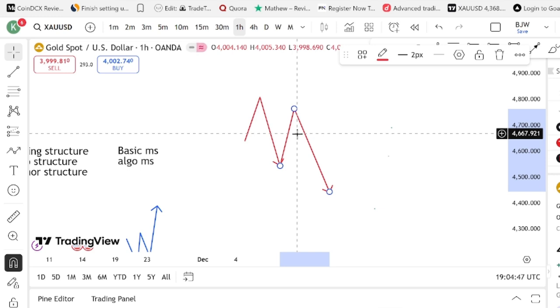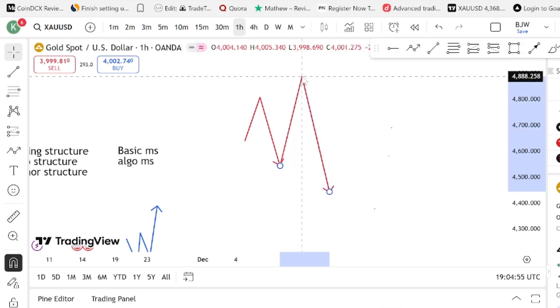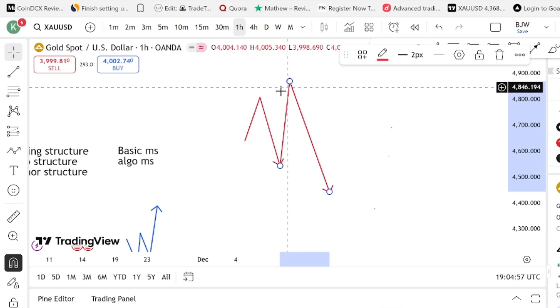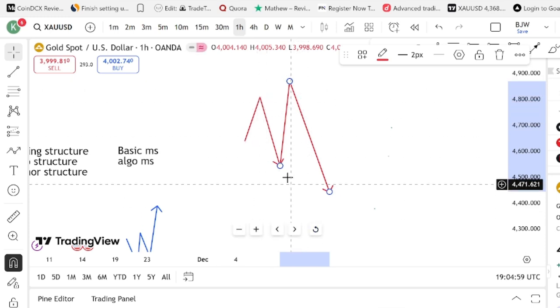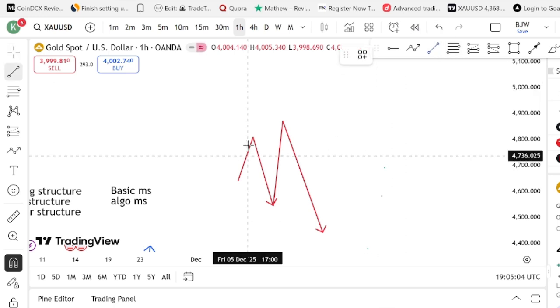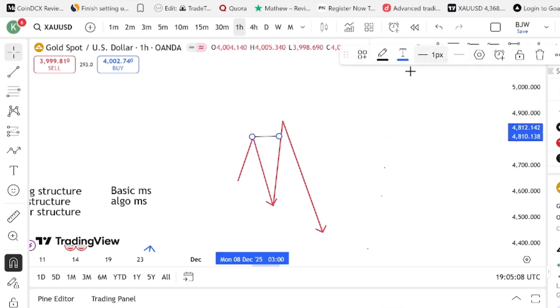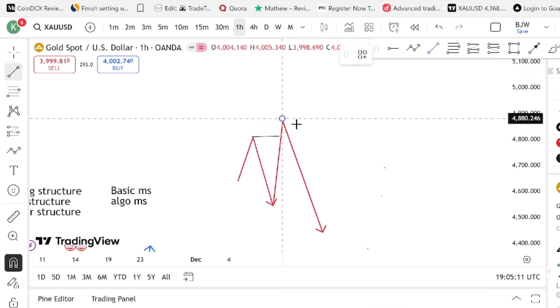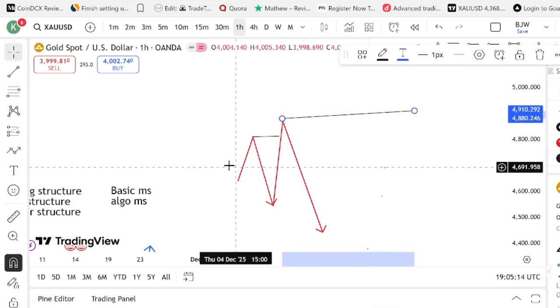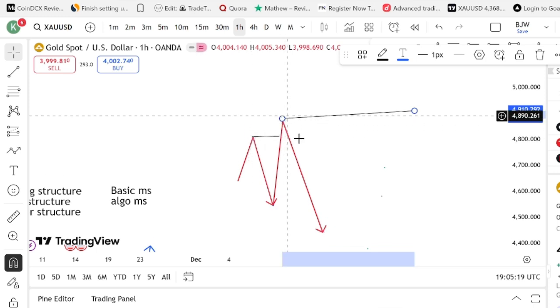But algo market structure, which I just explained, tells us that we must wait for what? A sweep. There must be a sweep of this high right here. There must be a sweep and then your first break of structure. Easy peasy. And this is the sweep right here. There must be a sweep of this lower high, and then this tends to be your protected lower high, right? Instead of this initially, this tends to be your protected lower high.